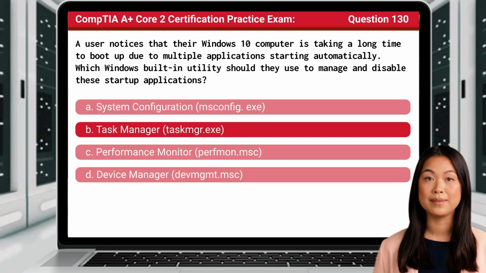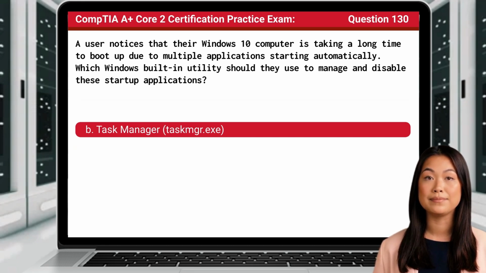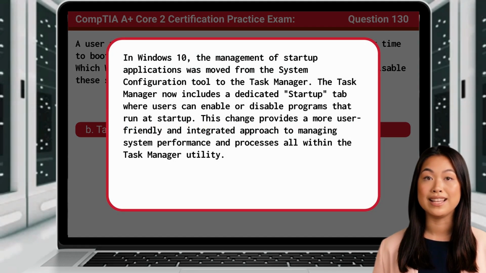The answer is B. Task Manager. In Windows 10, the management of startup applications was moved from the System Configuration tool to the Task Manager. The Task Manager now includes a dedicated Startup tab where users can enable or disable programs that run at startup. This change provides a more user-friendly and integrated approach to managing system performance and processes, all within the Task Manager utility.